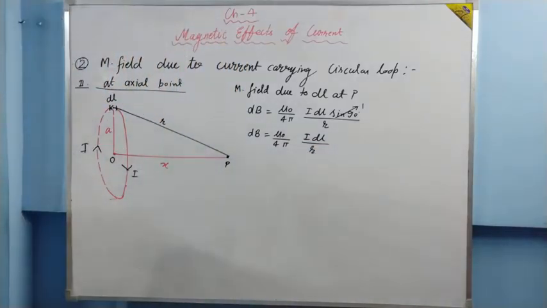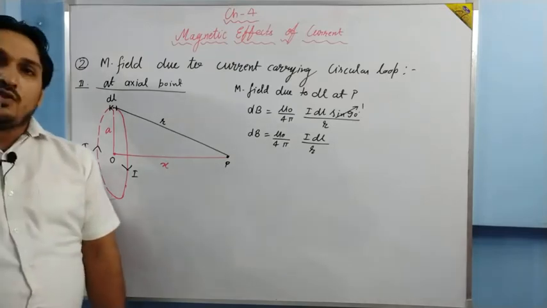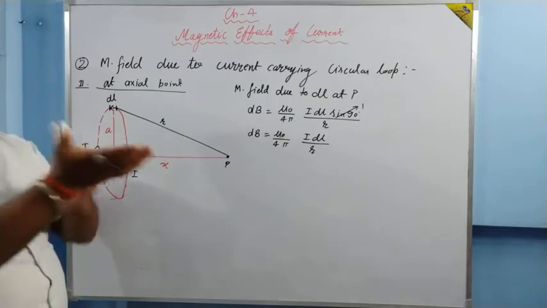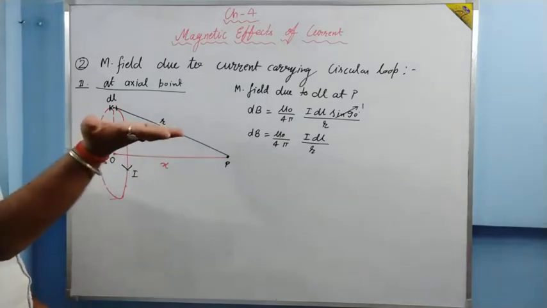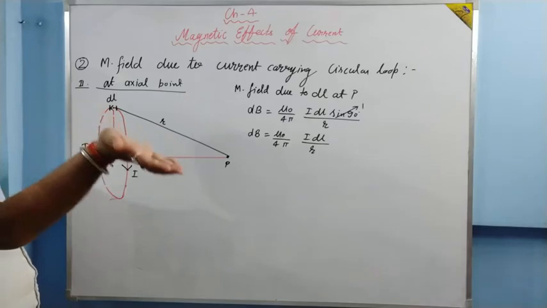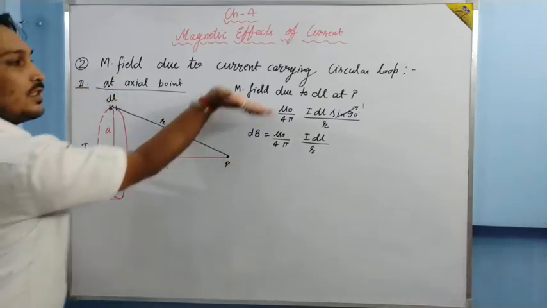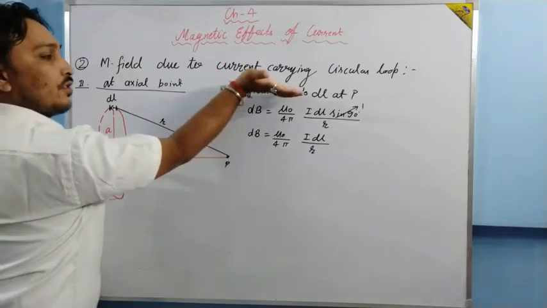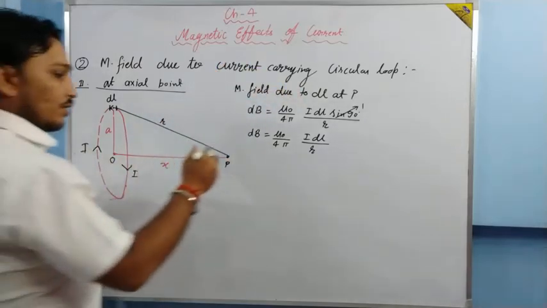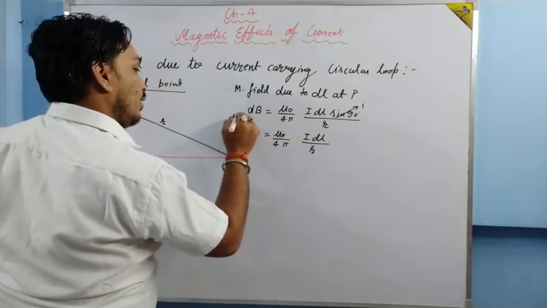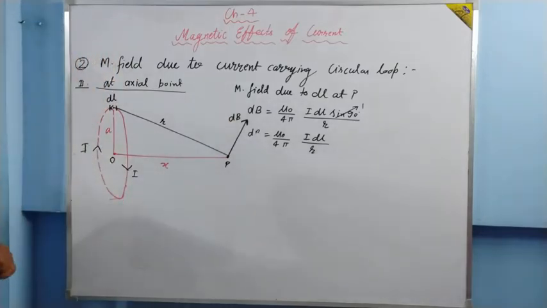What is the direction of the magnetic field at P? Just see, dl is outward, and direction of r is somewhere this. The dl is outward, so thumb has to be in the direction of dl, and direction of r is like this, a bit downward. So what is the direction of magnetic field? Where is the palm face? Palm face is in this direction. The direction of magnetic field will be in this direction. This will be your dB.